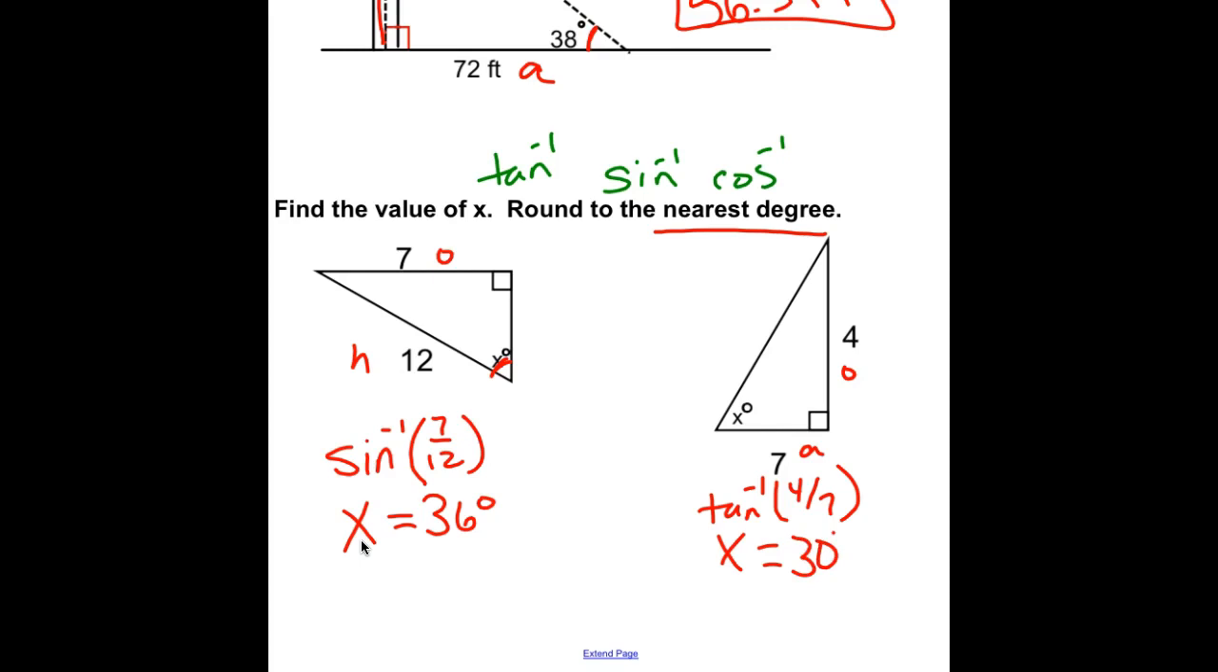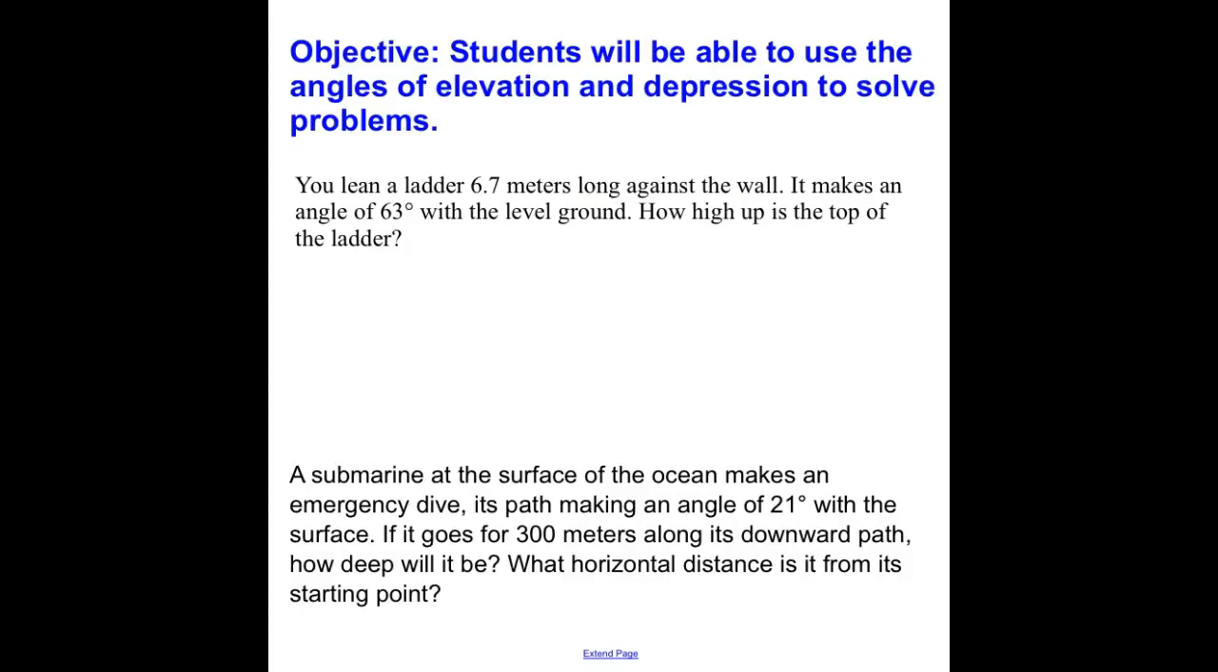All right. So after that, we started to talk even more about word problems using angles of elevation and angle of depression. And on these ones, we don't have a picture. So what you really want to make sure you take the time to do is to make a picture to go along with it. So it says you lean a ladder 6.7 meters long against the wall. So here's my wall. Here's the ground. Here's my ladder. My ladder's 6.7 meters. And if you think about it, the wall and the ground usually make a right angle. So I can put that there.